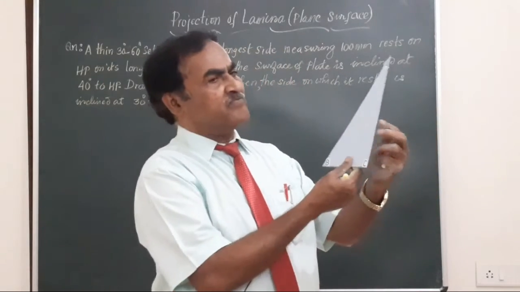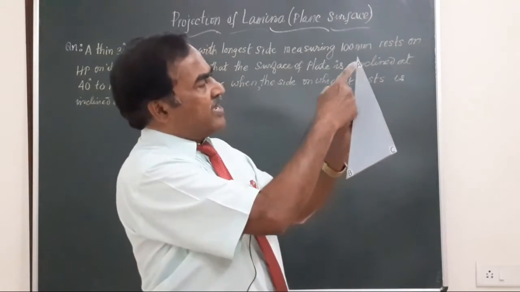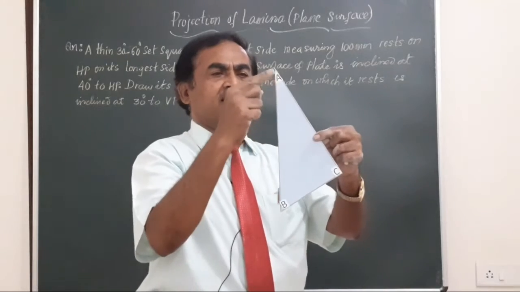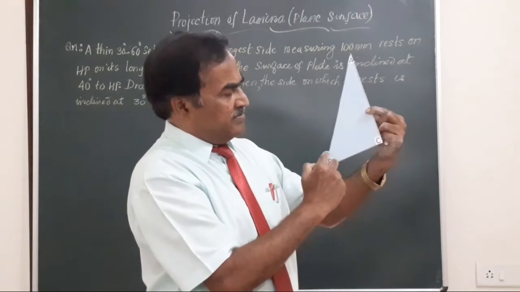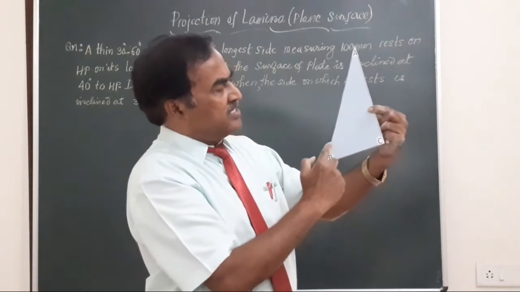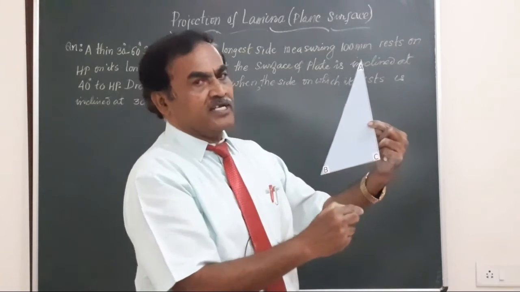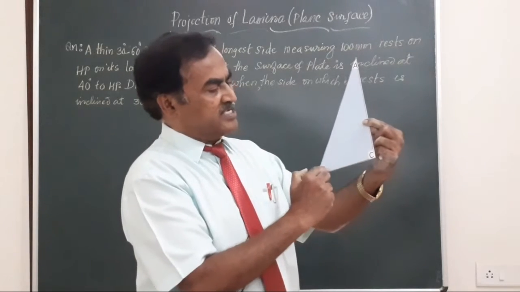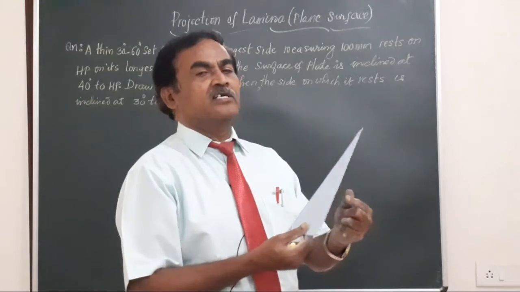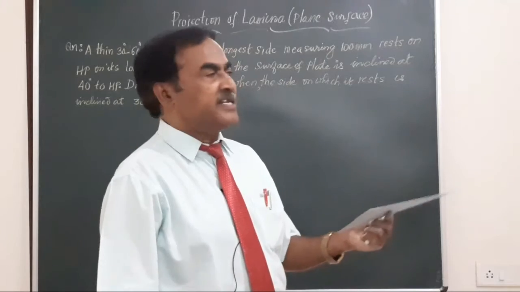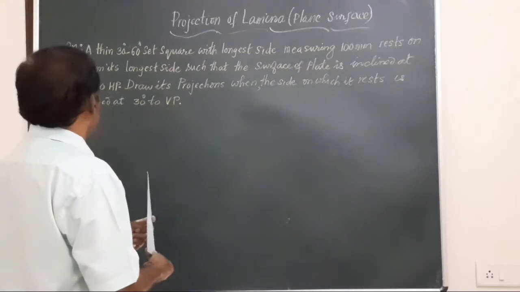Here friends, if you see, this is in fact a problem on a triangular lamina which has got the longest side. The longest side in this triangle is this AB, measuring 100 millimeter, and this angle B is equal to 60 degrees, this angle A is equal to 30, and this is obviously 90 degrees. So 90 plus 60 is 150, plus 30, 180 degrees is the total interior angle in any triangle.